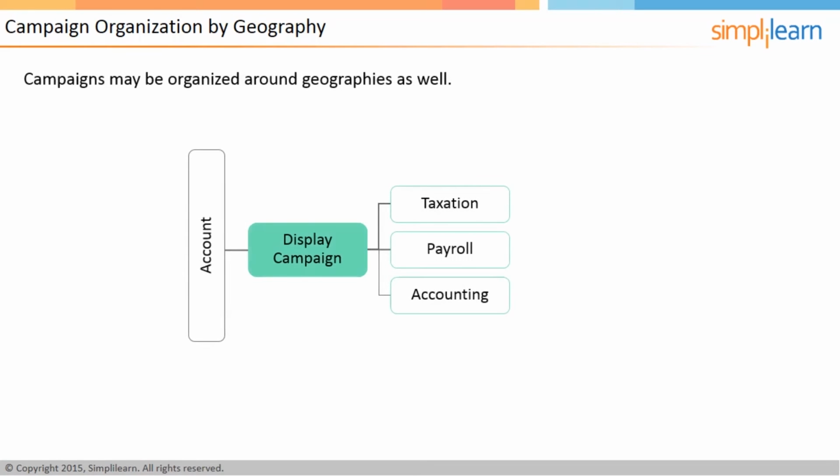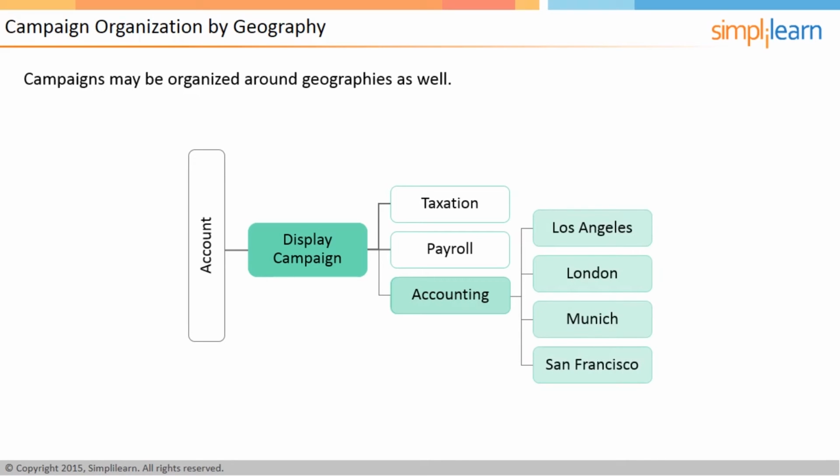Campaigns can also be organized around geographies. So if you're a location-based business, you've got a lot of locations, a lot of different places you offer services, you can make one campaign for each location. So it's a different way to organize things for location-based companies.